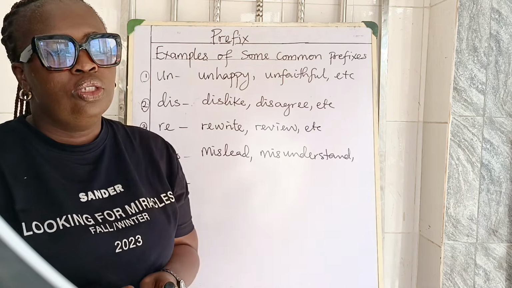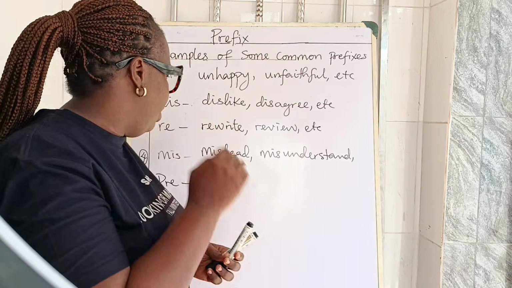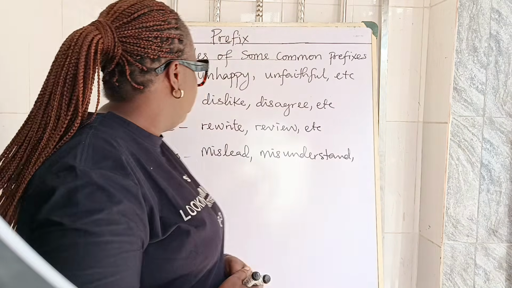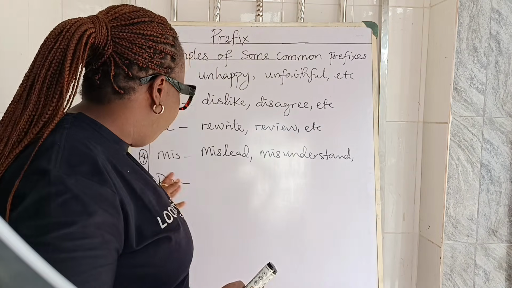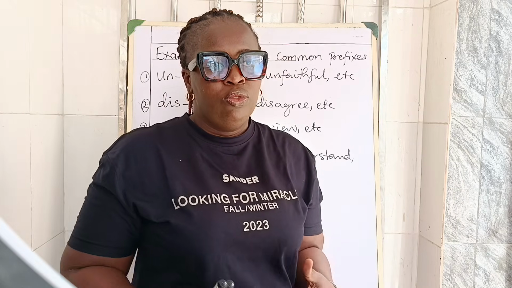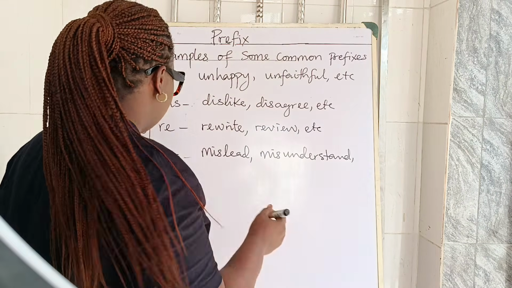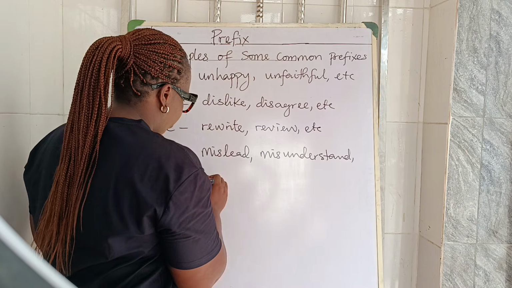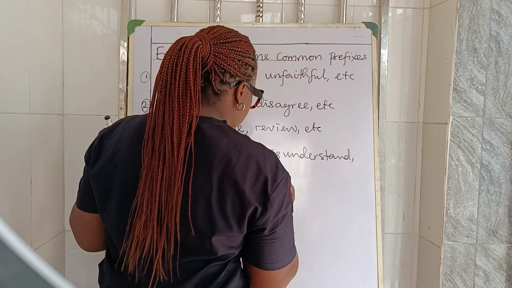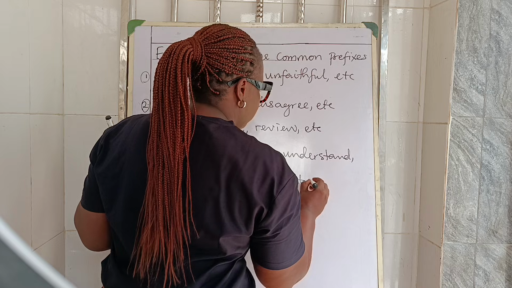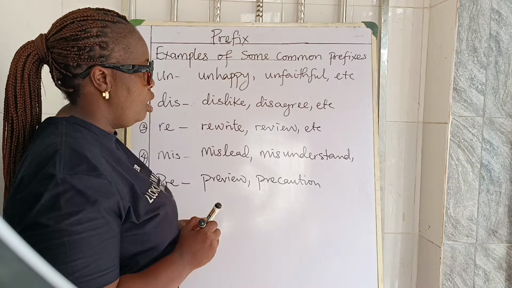Let's look at number 5, which is pre. Number 5 is what? Pre. And pre is what? Before. Pre is before. Preview. Before. Do you understand? We also have precaution. And so on. We have review, precaution. You have to take caution, and so many others.